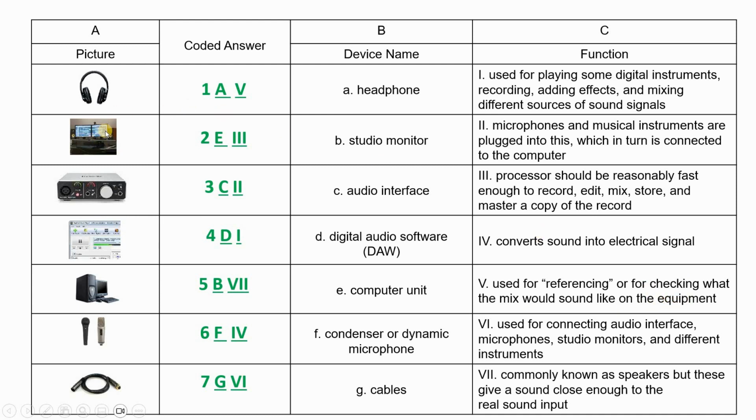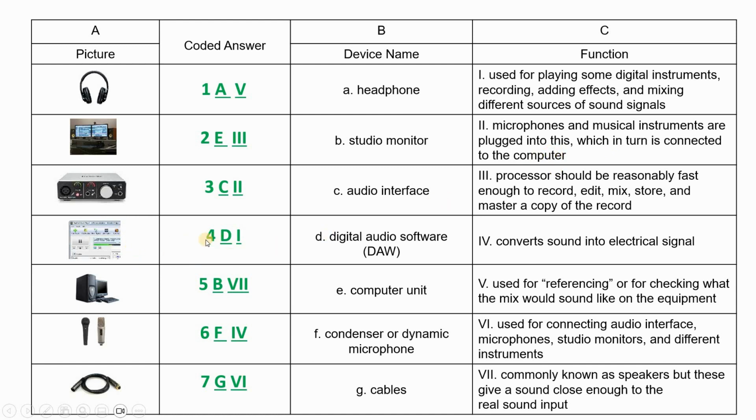This photo over here is actually letter E, a computer unit. It requires that the processor should be reasonably fast enough to record, edit, mix, store, and master a copy of the record. For the third item, number 3 is actually letter C, an audio interface, and it is where the microphones and musical instruments are plugged into, which in turn is connected to the computer.